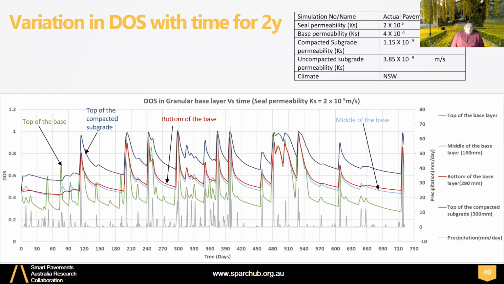Because water has accumulated on the top of the compacted subgrade, right? But if it is compacted, then it has higher strength. So that may be a good thing. That is the scenario you can get with a permeable seal and permeable base. I am using DOS because I want to stay away from this optimum DOS if I can. So in certain regions I am exceeding that.